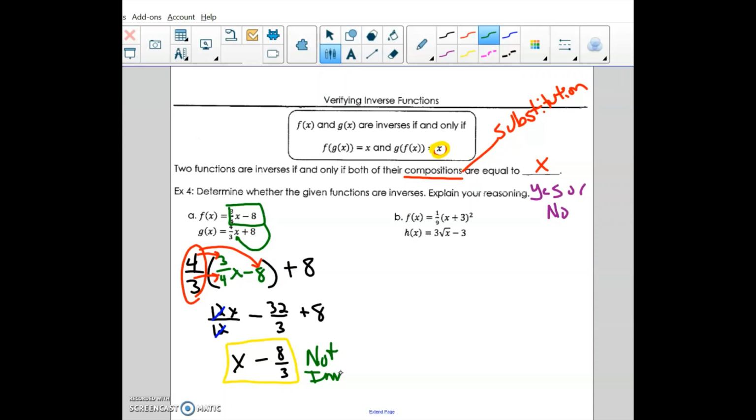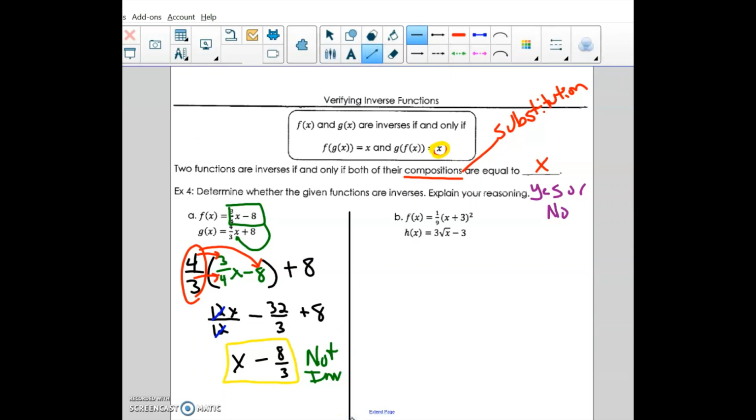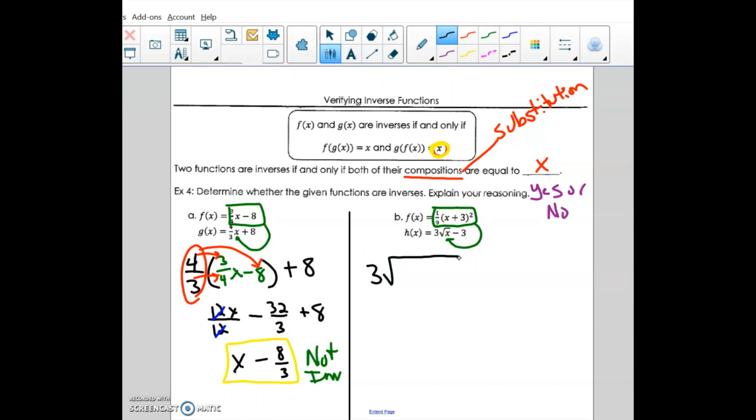So as we look at example B, hopefully that's what's going to happen, so that we see an inverse situation. So we'll do the same thing. We'll take the top function and we'll plug it into the bottom function. So this is going inside of this. So 3 square root, parentheses, minus 3. So we'll put all that in there. 1/9 parentheses x plus 3, and that is squared.